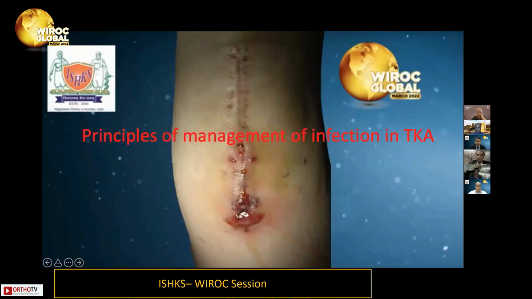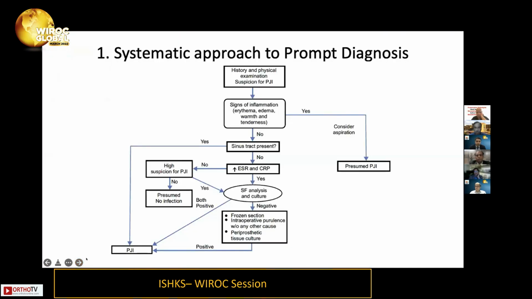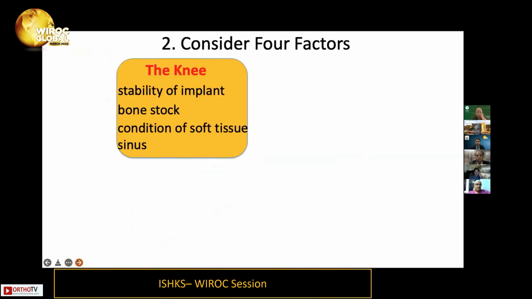So I've been asked to cover the principles of management of infection in total knee arthroplasty. The first thing is to have a very systematic approach to a prompt diagnosis. Most of us follow this method of using a clinical judgment examination, and then using blood tests, ESR, CRP, and then assessing the joint fluid, and if necessary, doing a biopsy.